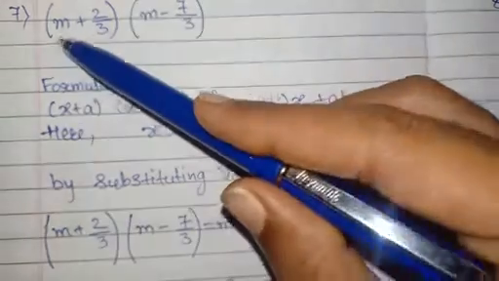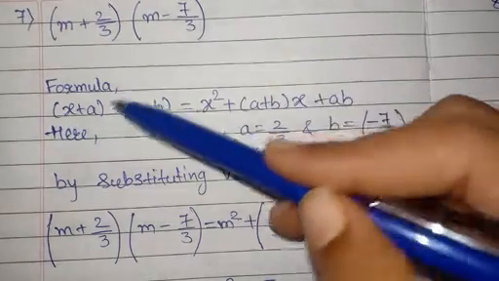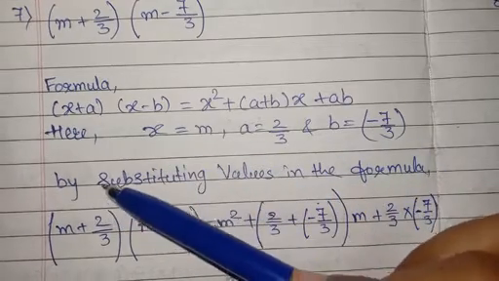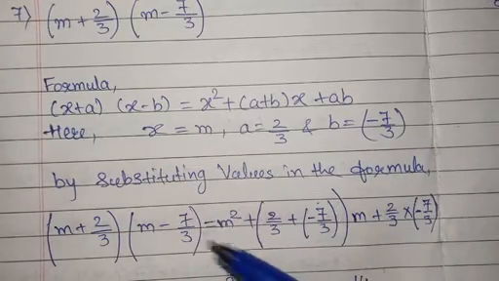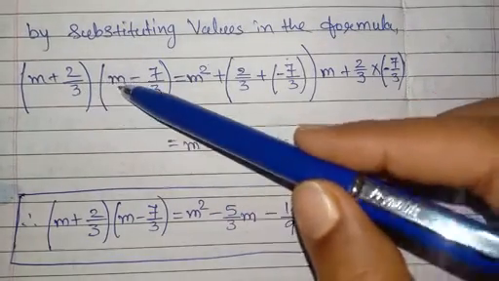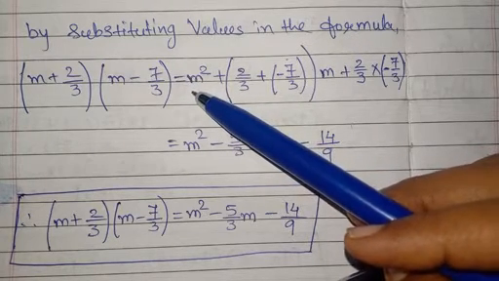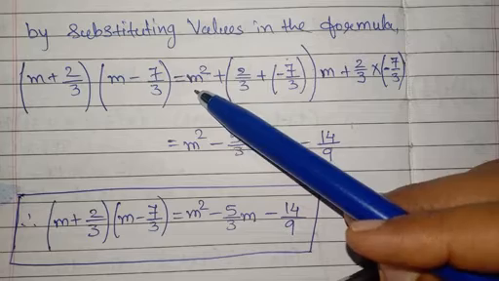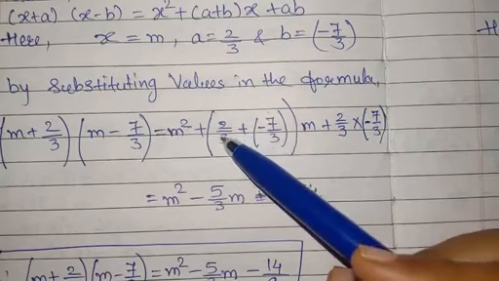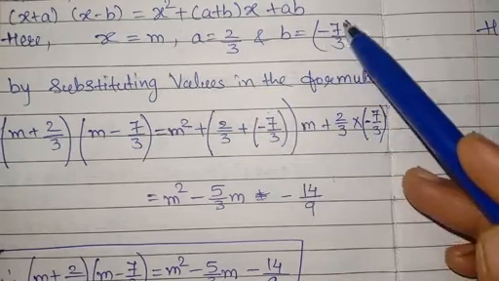Now next, 7th one, m plus 2 upon 3 into m minus 7 upon 3. Formula we'll write, then values. Now next step, by substituting values in the formula. What we'll get here by substituting values? m plus 2 upon 3 into m minus 7 upon 3 is equal to, first term is what? X square means x is m here, so m square plus a plus b. A is what? 2 upon 3 plus b is minus 7 upon 3.